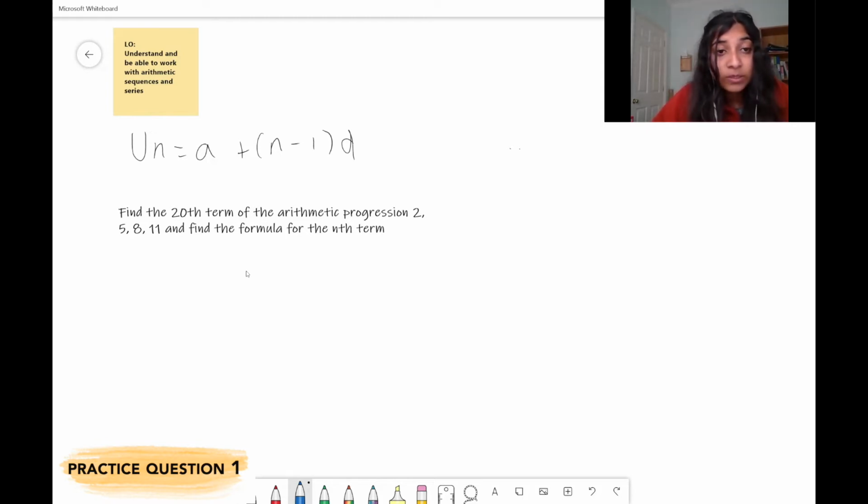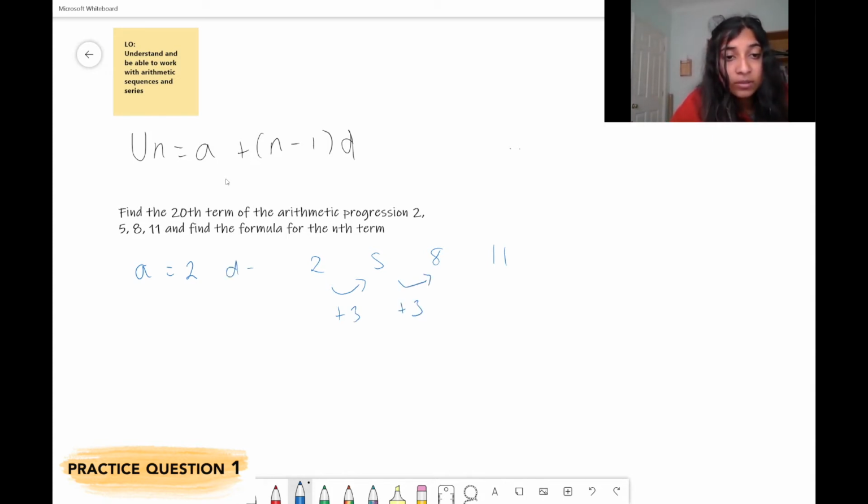The first thing we want to do is find the values of A and D. A is just your first term in the sequence, so A is equal to 2. D is the common difference between two terms. To get from 2 to 5, you have to add 3, and similarly from 5 to 8, you add 3. So D is equal to 3. Then the formula for the nth term is U_n equals 2 plus n minus 1 times 3.